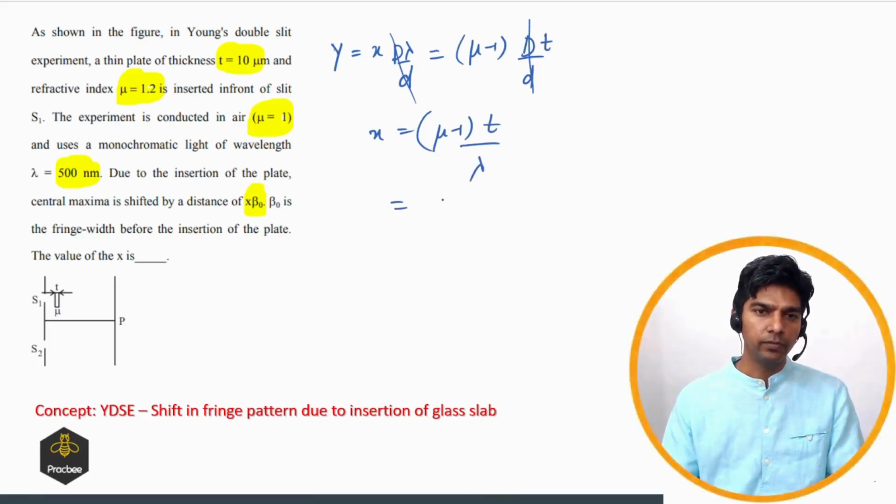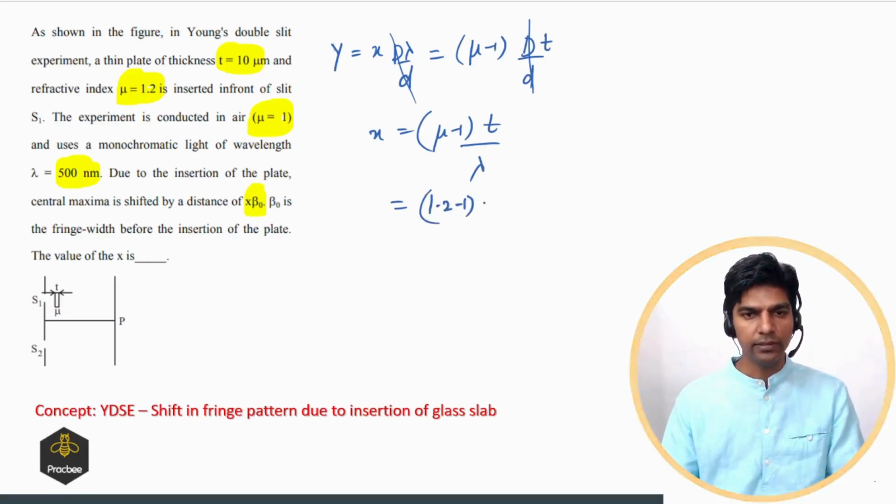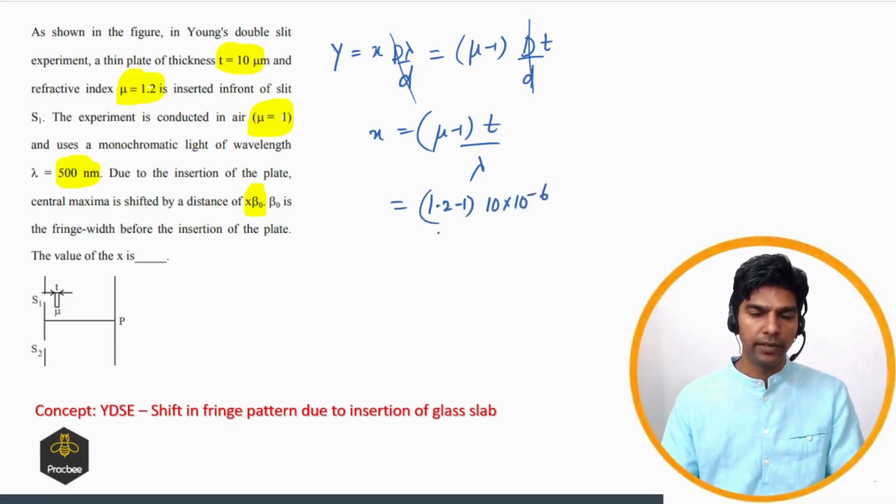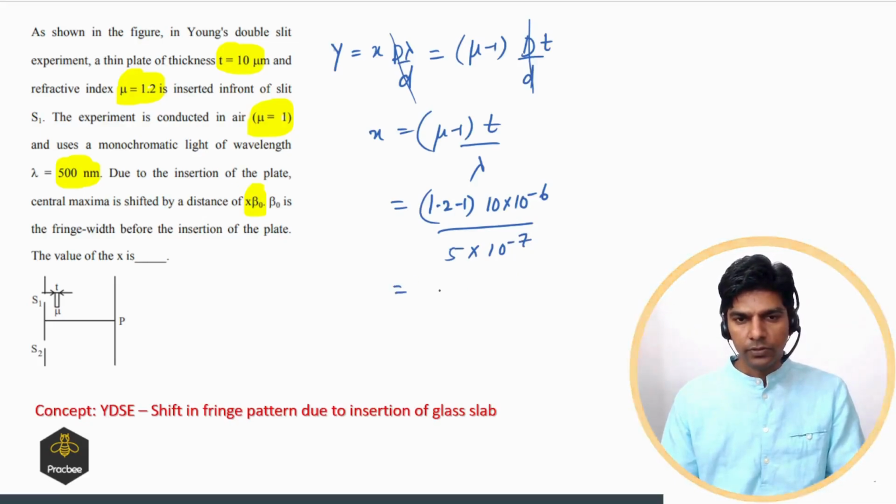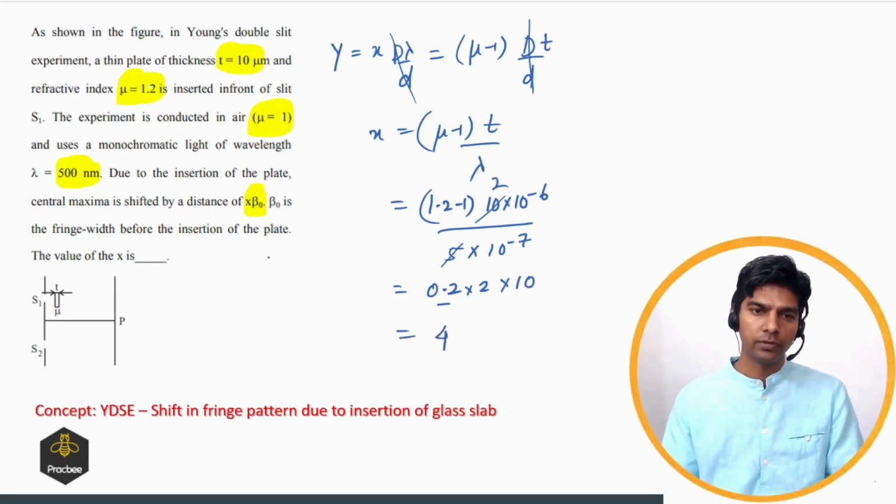Let us put the value. Mu is 1.2 and the thickness is 10 into 10 raised to power minus 6, and lambda is given as 500 nanometer, which is 5 into 10 raised to power minus 7. So it will be 0.2 times 2 times 10. So it comes out to be 4, right? So 4 is the answer of this question.